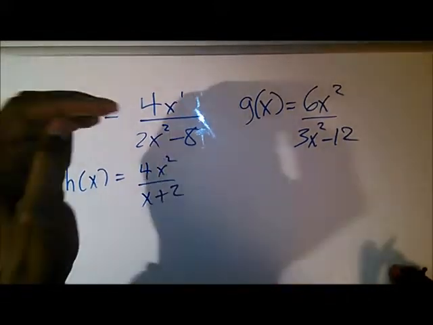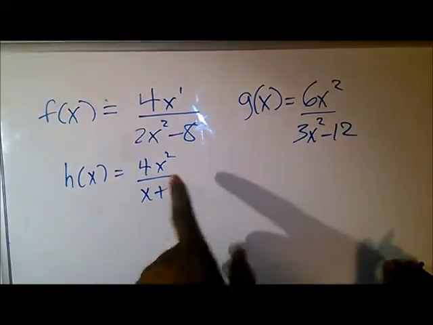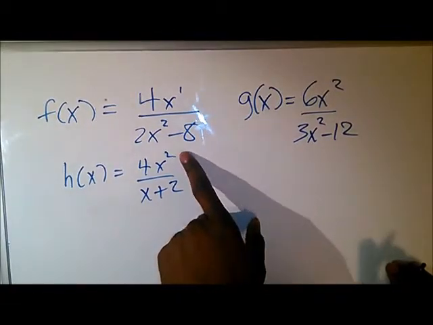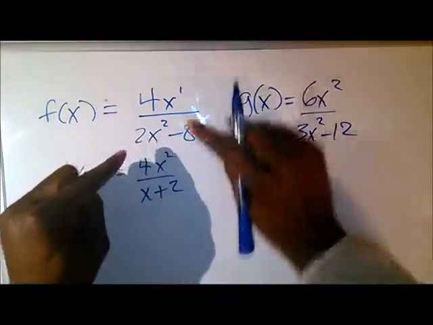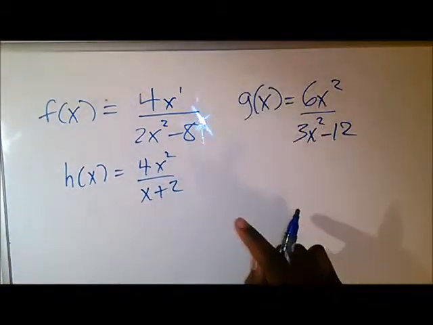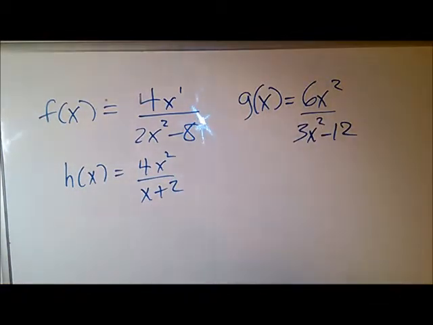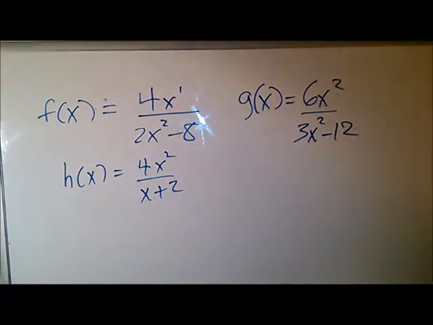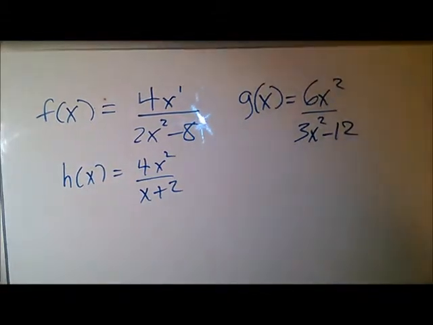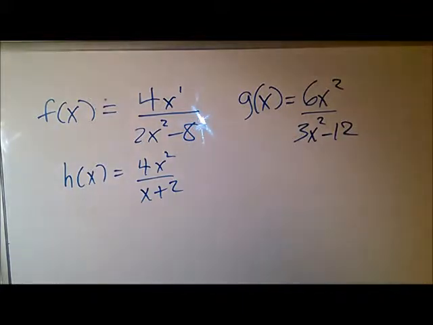You have polynomials in the numerator, and you have polynomials in the denominator. But one thing that you need to know is that rational functions themselves are not polynomials, but they contain a polynomial in the numerator and one in the denominator. One on top and one on bottom.